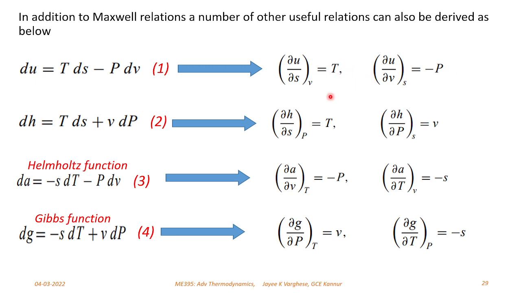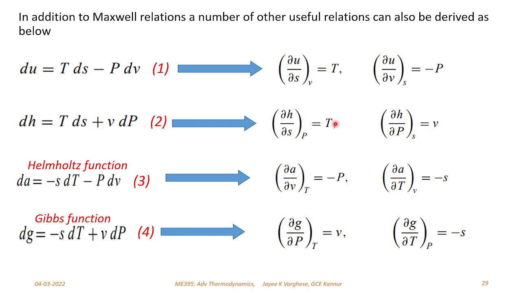Similarly, we can form other relations as well. So dH is equal to TdS plus VdP. This holds good for any type of process. So ∂H/∂S at a constant pressure is equal to temperature. And similarly, ∂H/∂P at a constant entropy is equal to specific volume.